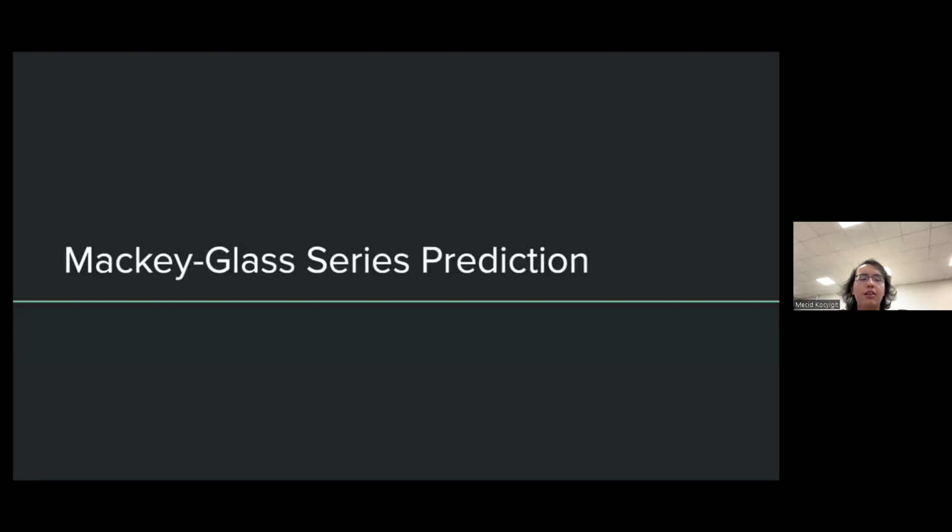So yeah, and now we are done with the classification task. This is a pretty simple task. Now we will see the Mackey-Glass series prediction.